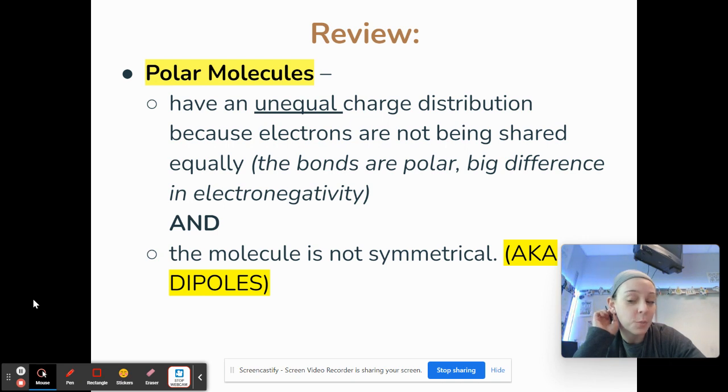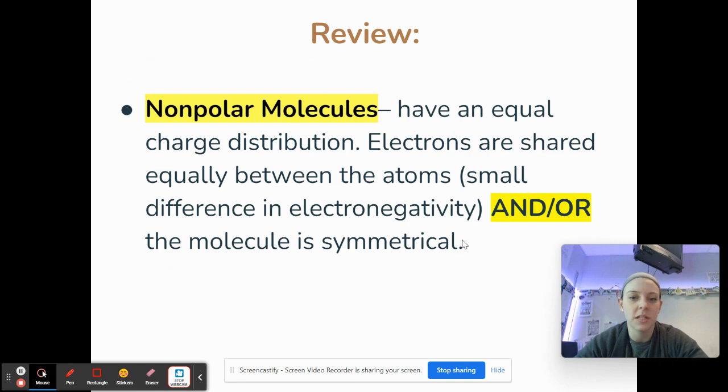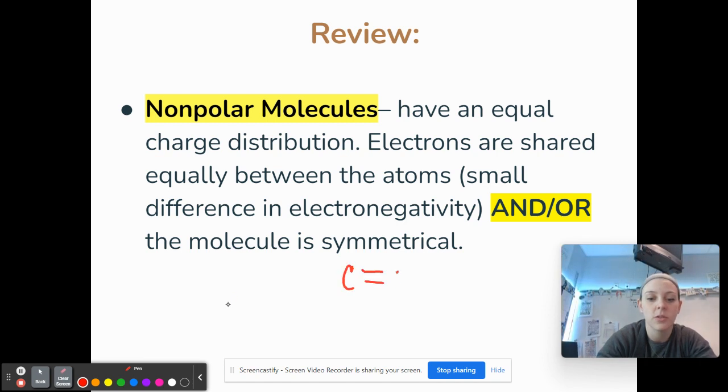So if I want to have something that's polar, it needs to be not only a strong difference in electronegativity, but also asymmetrical. Nonpolar molecules then are where you have equal charge distribution. So you'll see that I use this term equal here, equal charge distribution. That means the electrons are shared equally between them. Or I have symmetry. So if I look at the example of that CO2, where it was symmetrical, where those electrons were moving equally this way and equally this way, that symmetry makes it nonpolar as well.